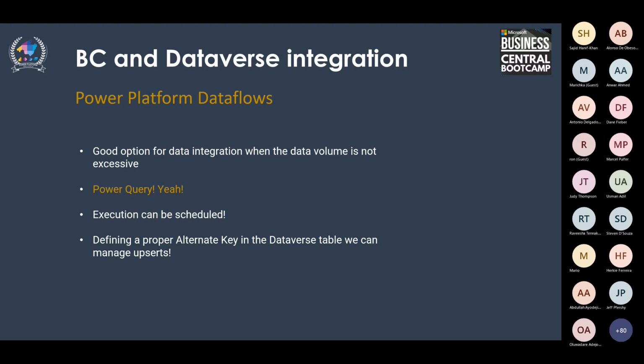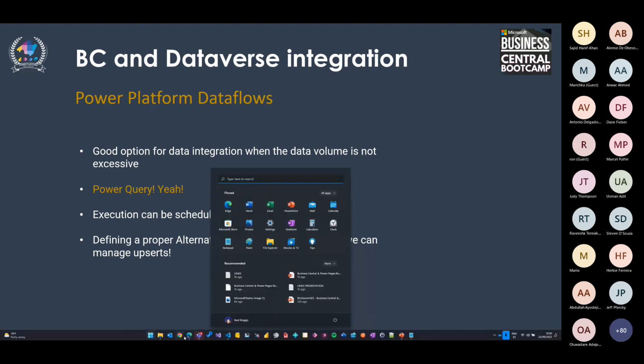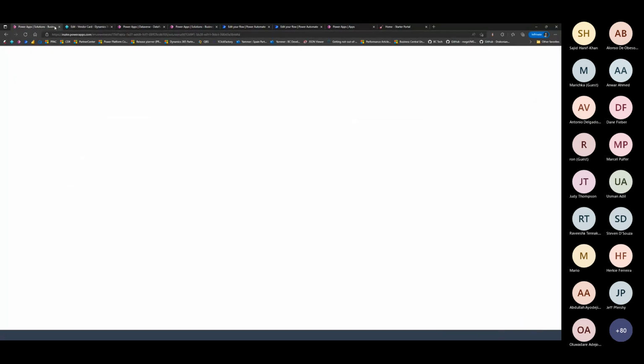We can use Power Query to apply transformations on the data source. We can schedule the execution, so that's pretty cool, because we can refresh our data on a daily basis or whatever we need. And we can also manage upserts by defining a proper alternate key in the Dataverse table where we are pushing the data. I will show you in a minute because I think it's pretty interesting. Okay, I will go to Dataverse.